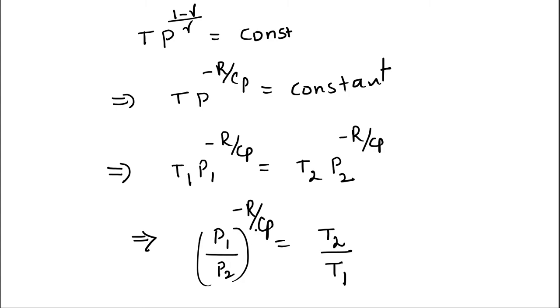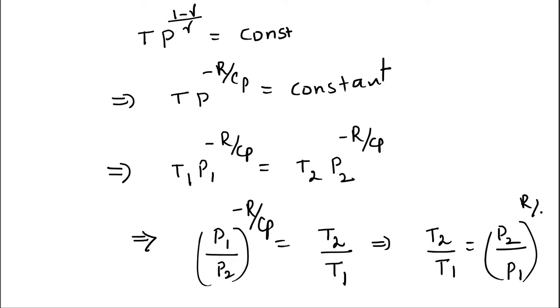Now the negative value in the power, I will try to remove that. When I remove that, the fraction in the base will flip. Therefore that becomes T2 over T1 equal to P2 over P1 raised to the power of R over Cp. So this is the relationship between temperature and pressure in an adiabatic process.